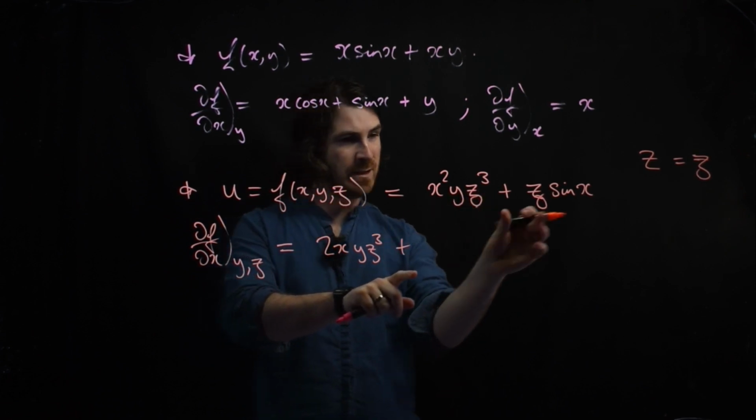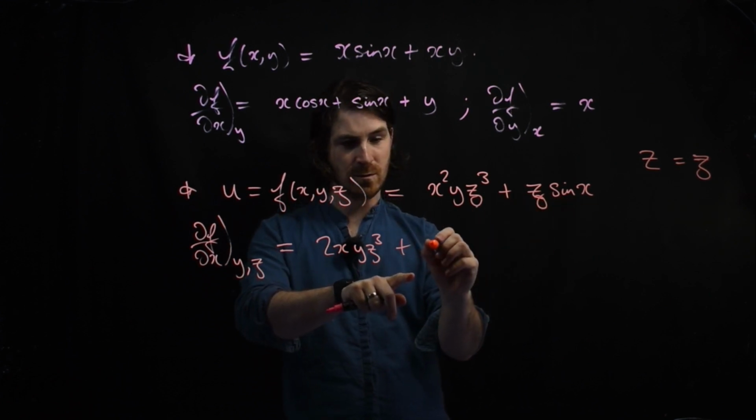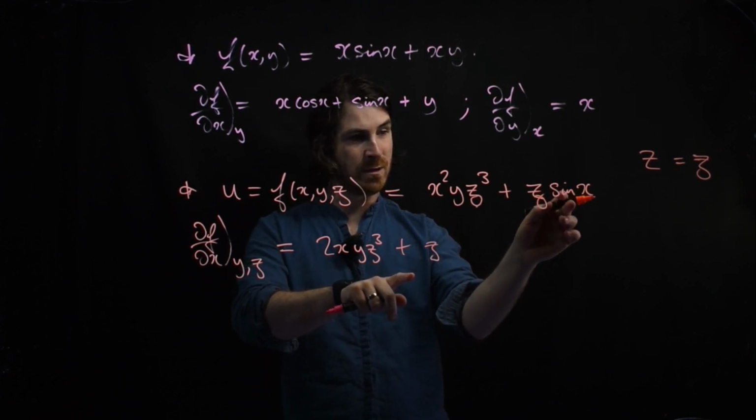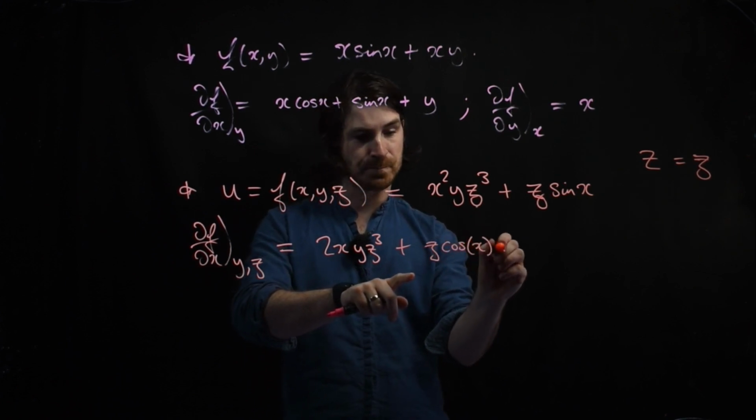We need to do the same with the second term. So we hold z constant. So this is just z times the differential of sine of x, okay, which is cosine of x.